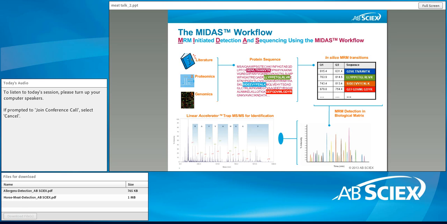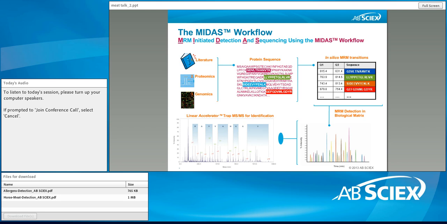This approach is called MRM-initiated detection and sequencing, or the MIDAS workflow. So you have a series of these MRMs which correspond to a series of peptides for the target protein, which are unique to the species. You then look for all these, and as soon as you find them, it triggers the production of a product ion scan, which then gives you the sequence data.